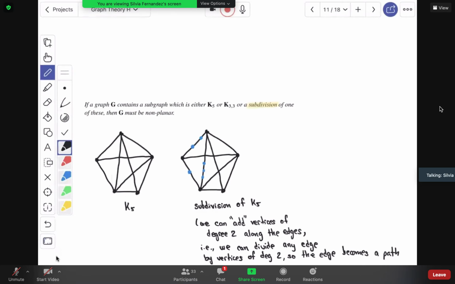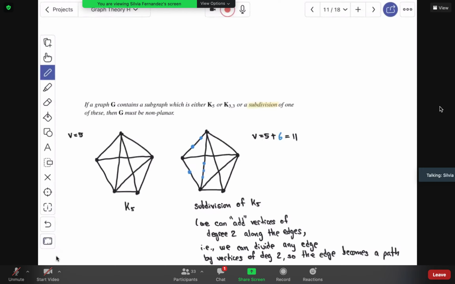So you see, while this one has 5 vertices, in this one the number of vertices is 5 plus the ones that I added, so 11. I'll say 5 plus 6 that I added. It really looks like K5, but it's not K5. Make sense?